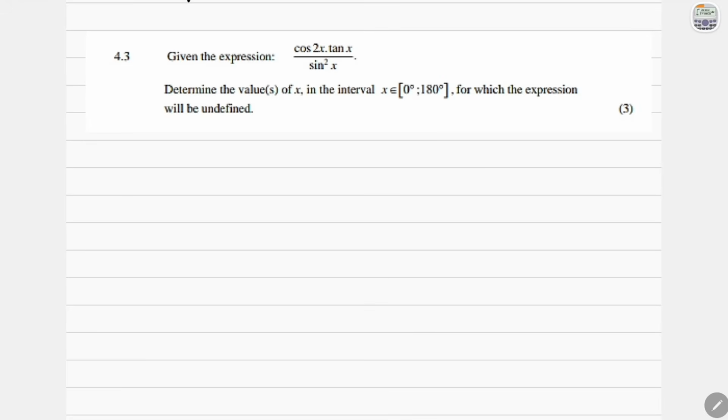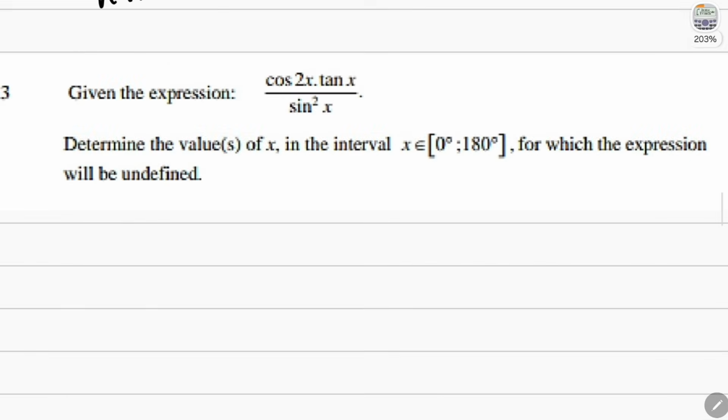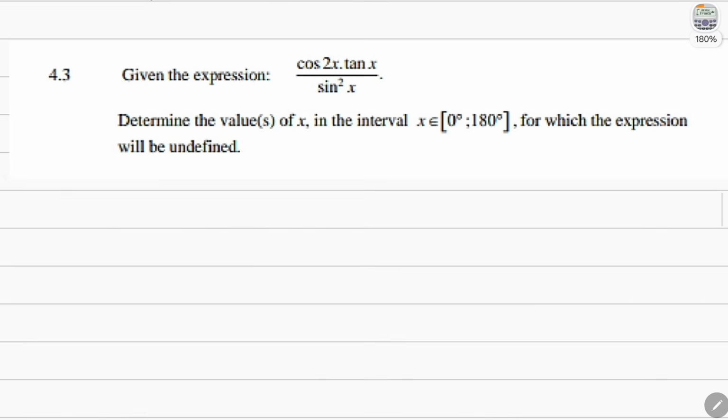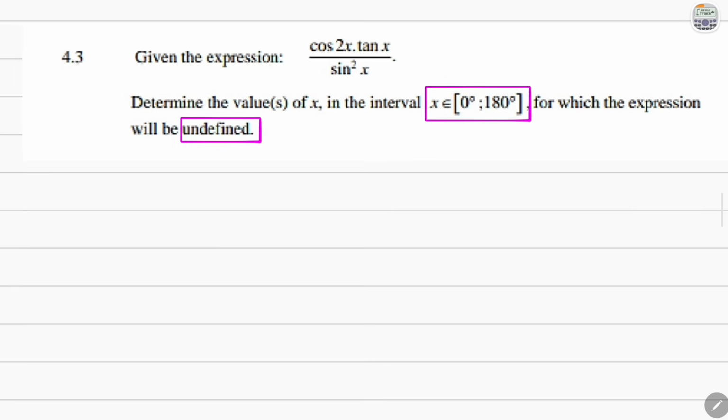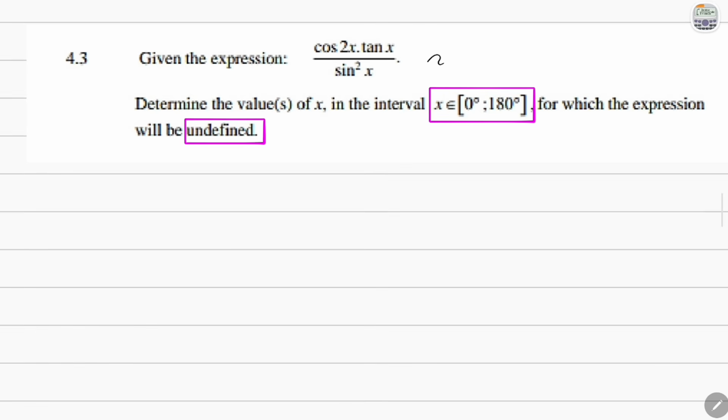Question 4.3 says, given the expression cos 2x times tan x over sine squared x, determine the value or values of x in the interval where x is an element of 0 degrees all the way to 180 degrees, for which the expression will be undefined. Okay, now with this, you know that an expression is undefined when its denominator is equal to 0.